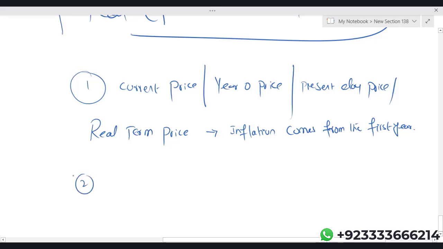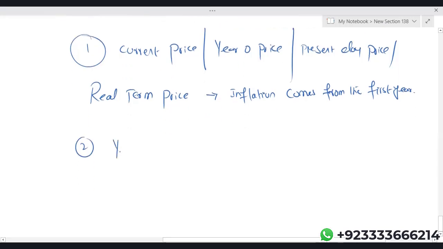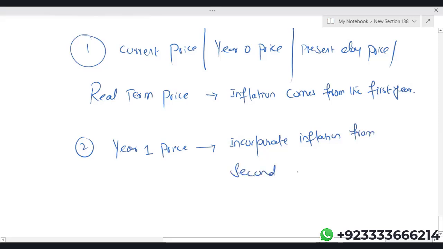If your examiner says year one price, actually year one price means inflation of year one is already included. Then what you are supposed to do is incorporate the inflation from the second year.